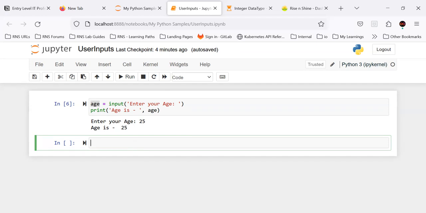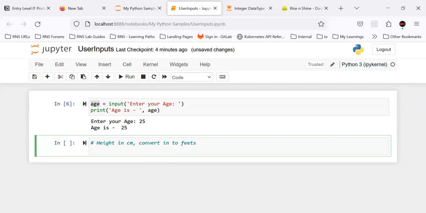Okay, now I'm going to perform some operations, that is a height converter. So what is the next program we are going to take? The user has to enter his height in centimeters, and we will convert that into feet. So this is a program which we need to implement. But first, he has to enter his height. Yes, first let's go for that.